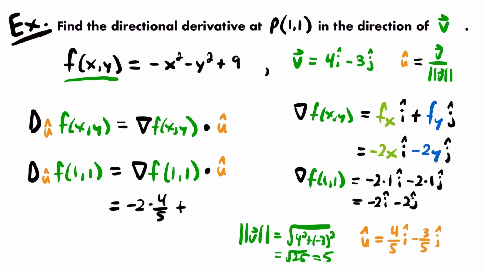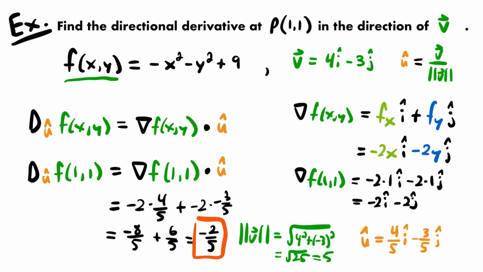So you'll have negative 2 times negative 3/5. And then simplifying, we get negative 8/5 plus 6/5. And negative 8/5 plus 6/5 is equal to negative 2/5. And that right there is the final answer.